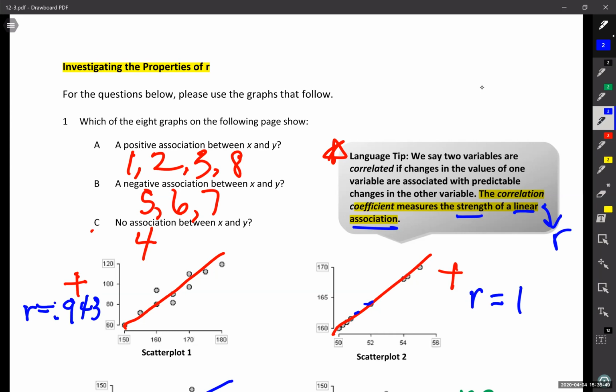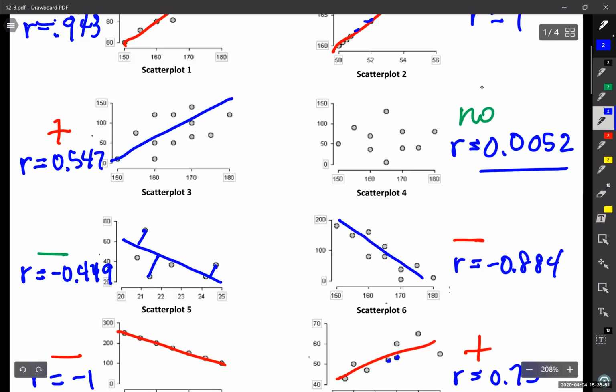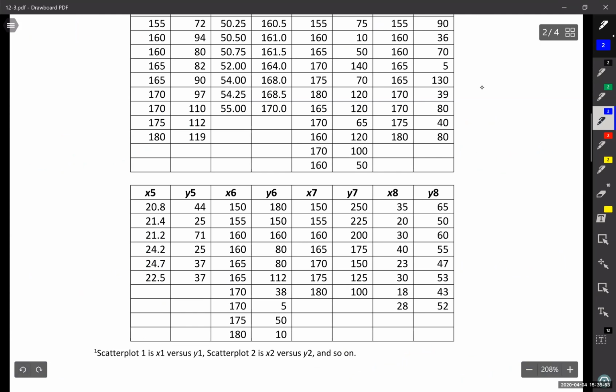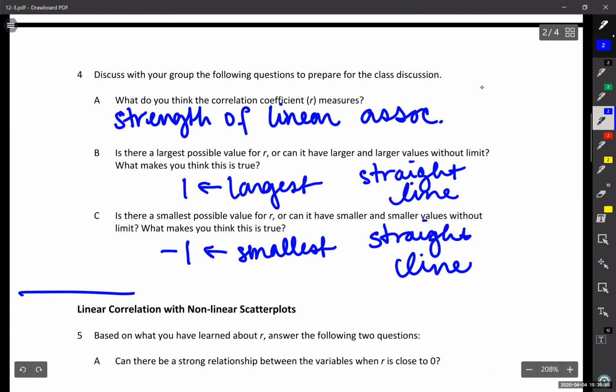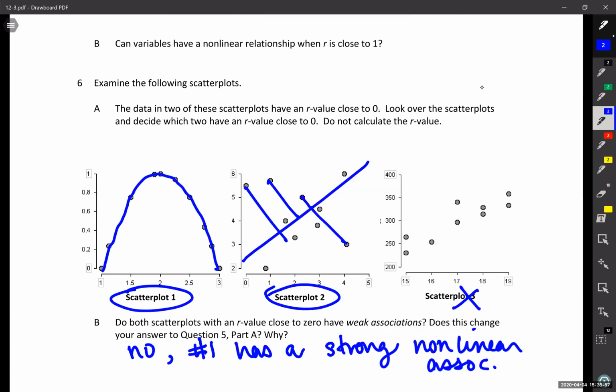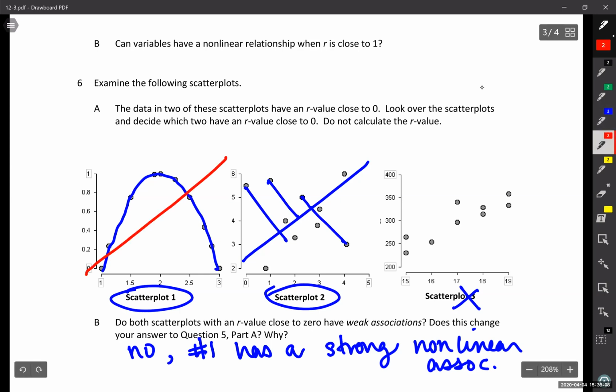So going back to this problem, number 1 is strong. It's just not a strong straight line. Therefore, I cannot use R to describe it. Let me draw what R would look like. It's nowhere near a straight line. So that's why it's considered a weak association, but it is a strong nonlinear association.